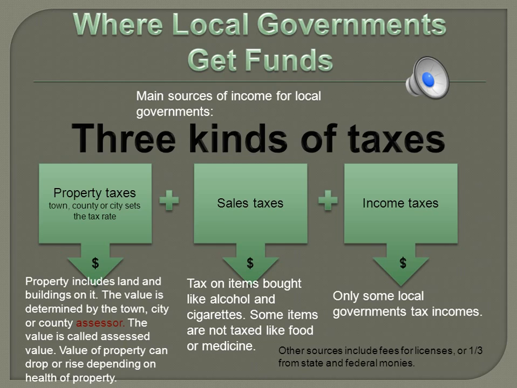The assessed value can change as the condition of the property or buildings improves or gets worse. So if you improve your property or your building, your assessed value will go up. The local government sets the tax rate on the property, usually a certain dollar amount for every $100 of assessed value. So the greater the value of your property, the higher your tax. If a town, county, or city needs more money, it can raise the tax rate.